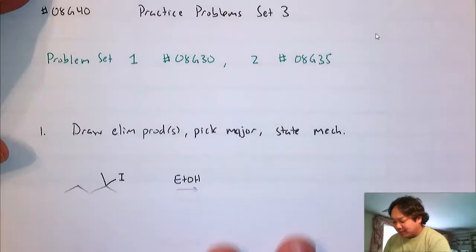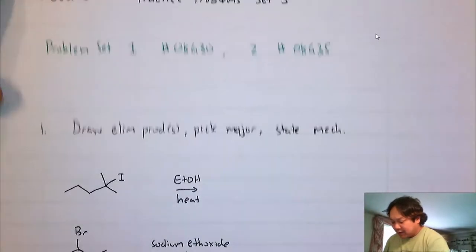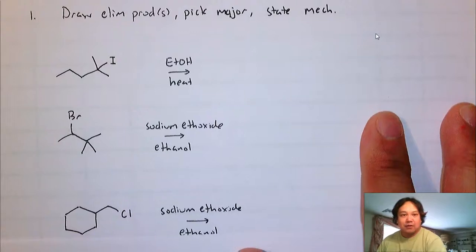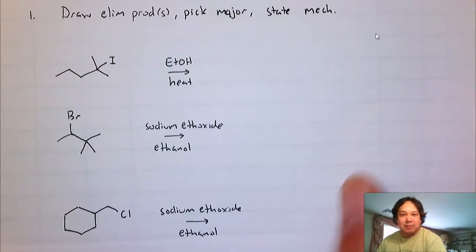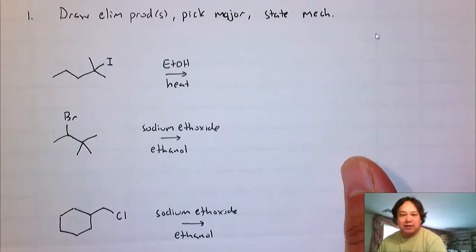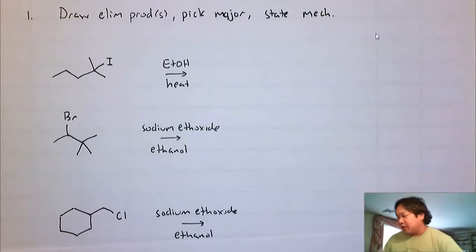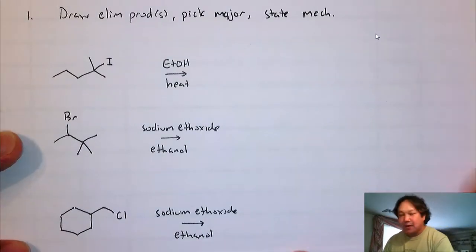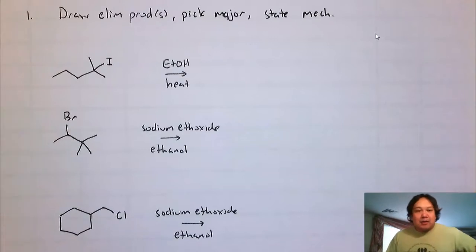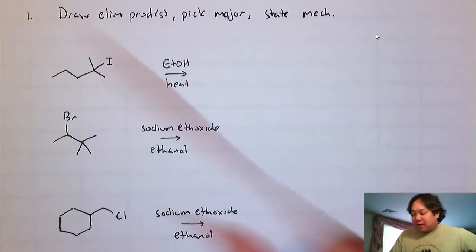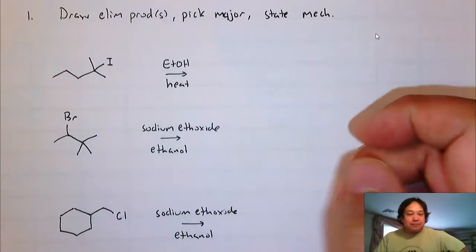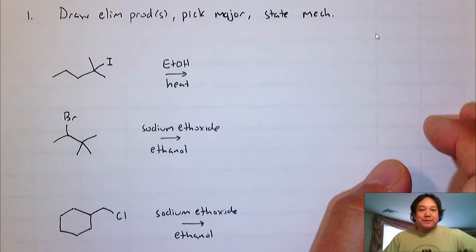I pre-wrote these problems, and the first one is these three. Draw elimination products, pick the major product, and then just state the mechanism. We're not going to draw any mechanisms, I don't think, in this problem set. Go ahead and pause the video, first copy the problem, and then try to answer them with the video paused.